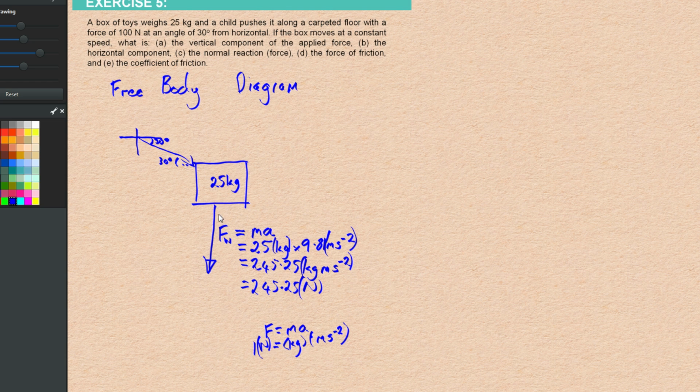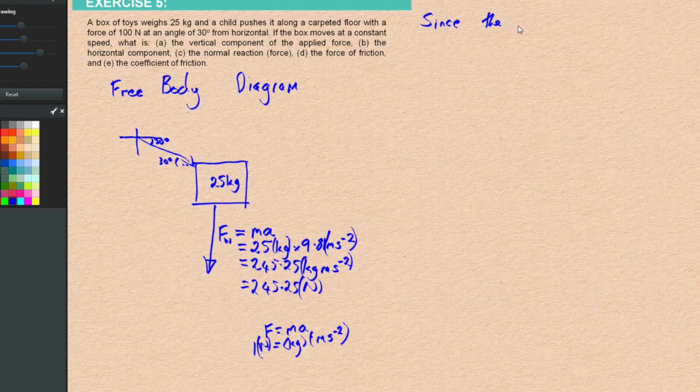Now, it says here that the box moves with a constant speed. If it's a constant speed, that's mentioned in Newton's first law. And Newton's first law says that if there are no unbalanced forces, then an object will either continue moving at a constant speed or continue to be at rest. There's no change in its speed or velocity. As it says it's going at a constant speed, we're going to say that all the forces are balanced. Okay? So since it has a constant speed, might write this up here.